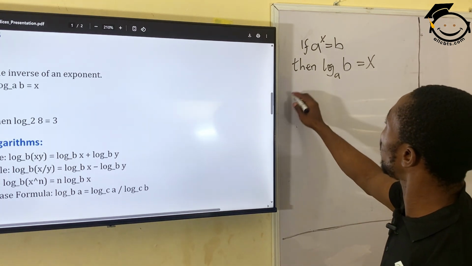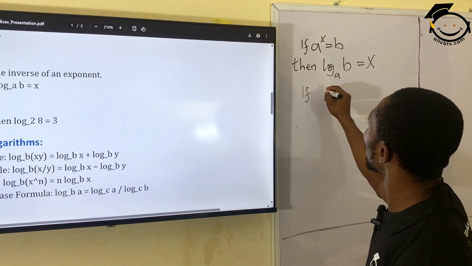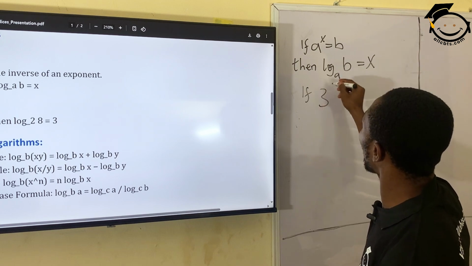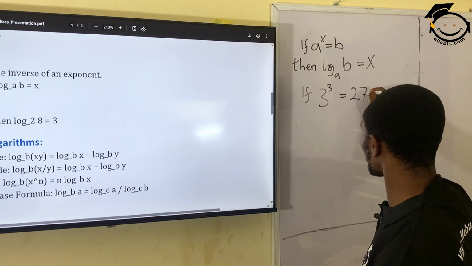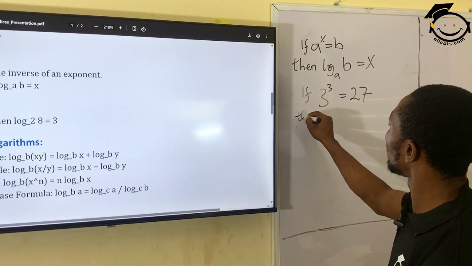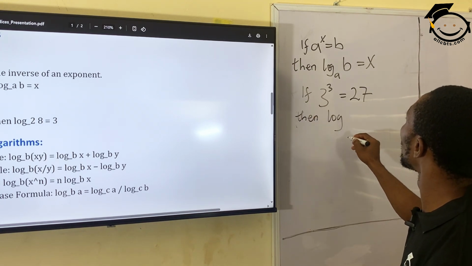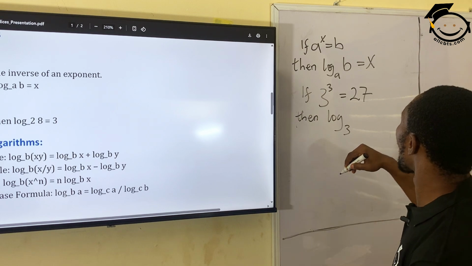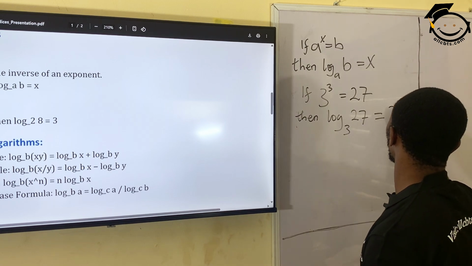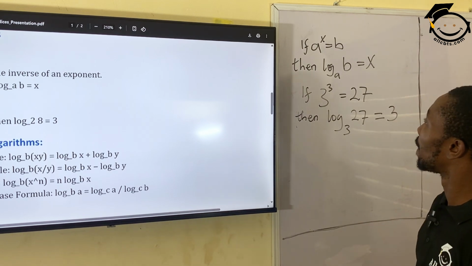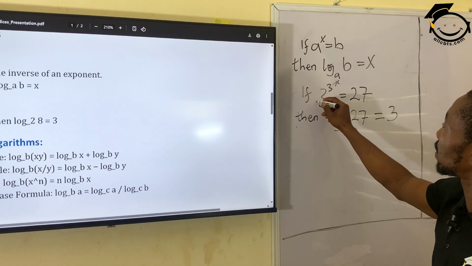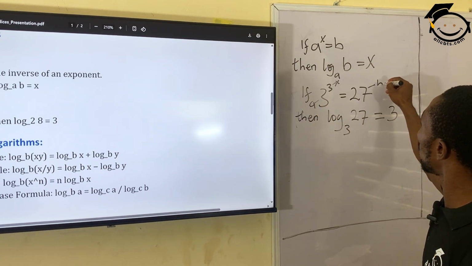So let's look at an example. If 3 raised to power 3 equals 27, 3 times 3 times 3, which is 27, then log base 3 of 27 equals 3. That's what this is simply saying, where this is your x, this is your a, and this is your b.